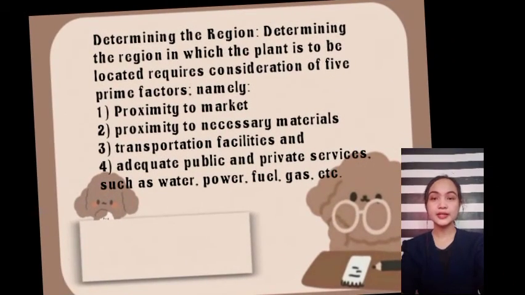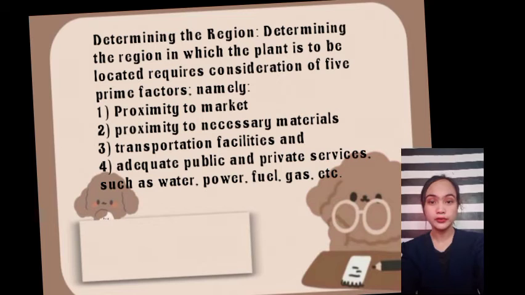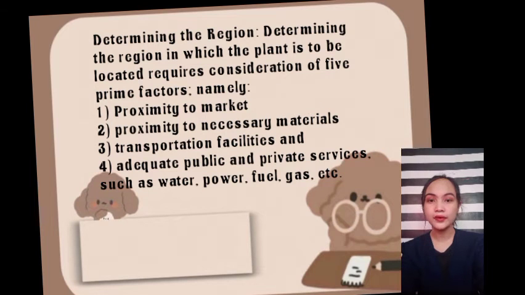And moving on to the next slide, we have here determining the region. Determining the region in which the plant is to be located requires consideration of five prime factors, namely, first, proximity to market. There has been established a relationship between the centers of population and manufacturing, indicating that industry in general tends to seek its market, and that the tendency of a plant to locate near its market has been evident. And second, we have the proximity to necessary materials.